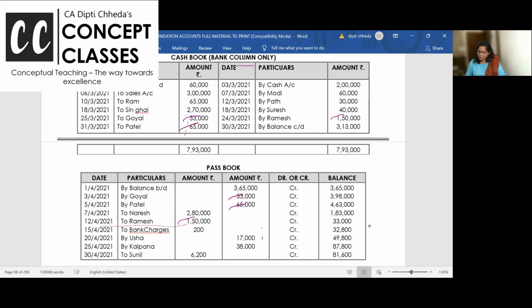Patel. Last two checks which I have deposited in the banks, 33 and 65, they are cleared in the next month. And last check which I issued to Ramesh, that is cleared. So these items will come in the BRS. And I should start with this balance as per my book. It will not tally.